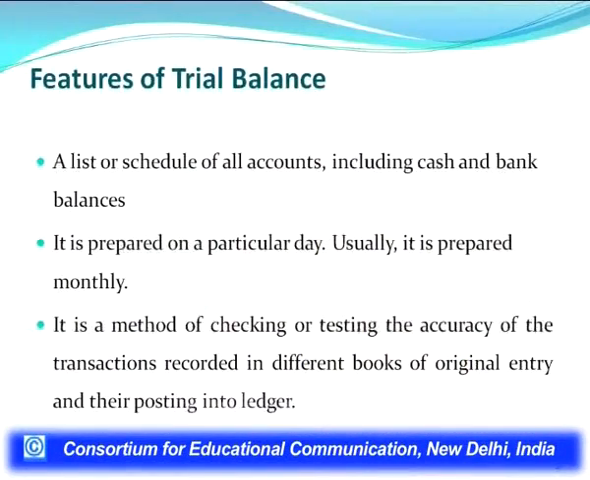Then this trial balance basically is a method of checking or testing the accuracy of the transactions recorded in different books of original entry and their posting into the ledger. It means that again we need to refer to accounting process steps 1 and 2. First, recording the business transactions into the journal. Second step, posting the transactions into the ledger. So if there is any error either in the journal or in the ledger, it may create a problem. It may not provide true and fair accounting information.